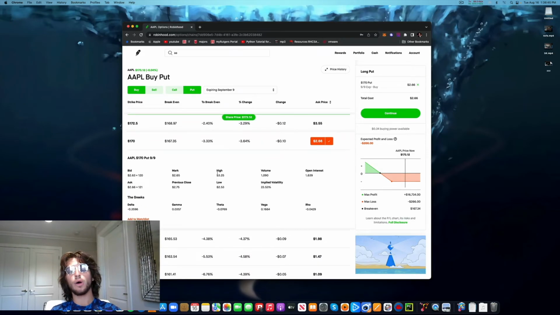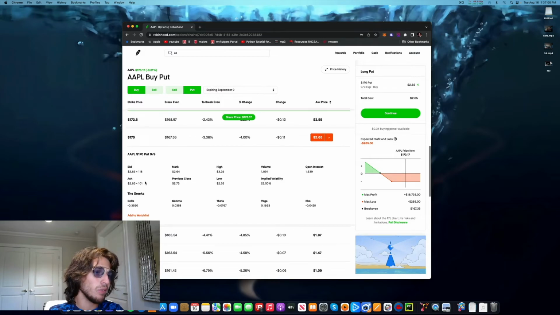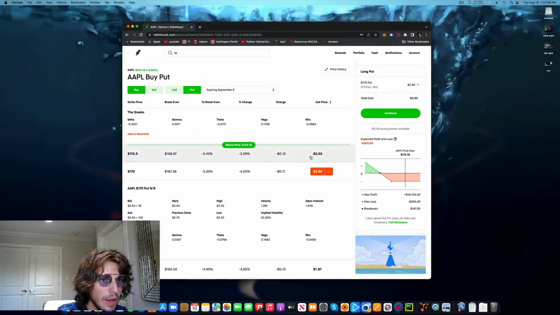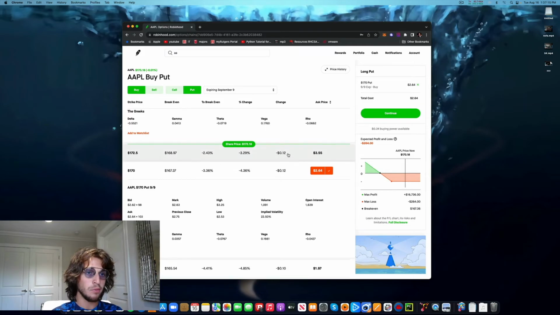So this is only if you are bearish on Apple and you think it's going down. If you don't know what bearish means, basically in the short term you think it's going down. Bullish means in the short term you think it's going up. So yeah, and basically this is going to be a little bit cheaper right now because Apple is overall on an uptrend. So shorting it is riskier, therefore cheaper.